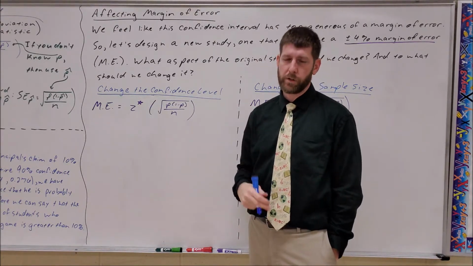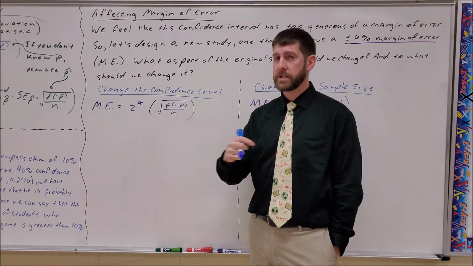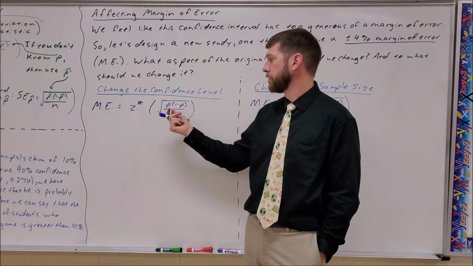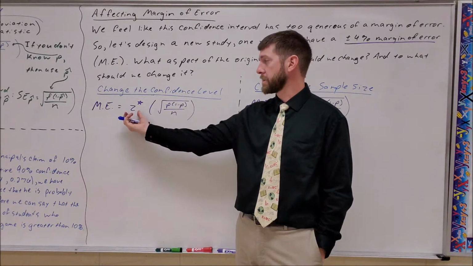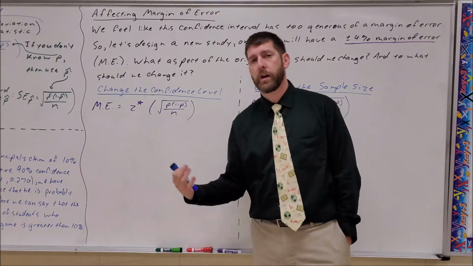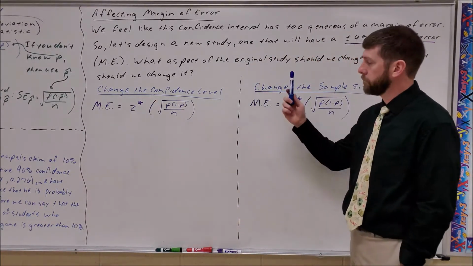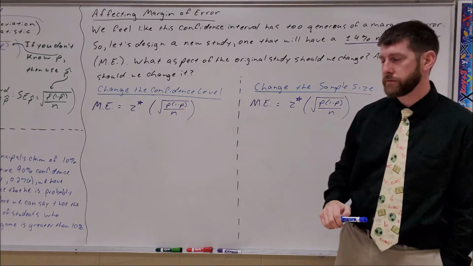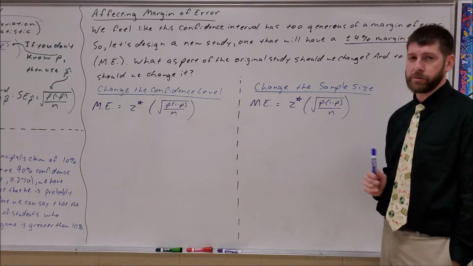First is critical value. Critical value, we know, is based solely off of the confidence level. So if I change my confidence level to something that gives me, say, a smaller critical value, then I'll get a smaller margin of error. The other piece we have control over is the other component within standard deviation of the statistic, and that's going to be the sample size.